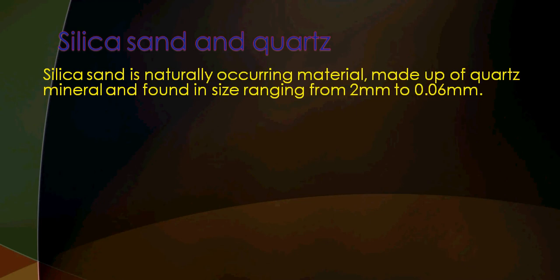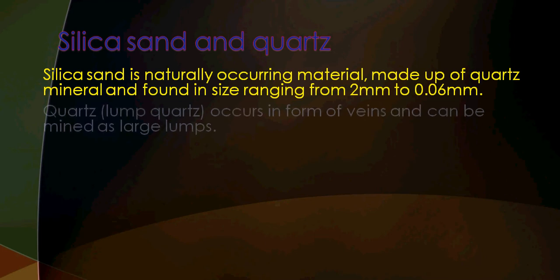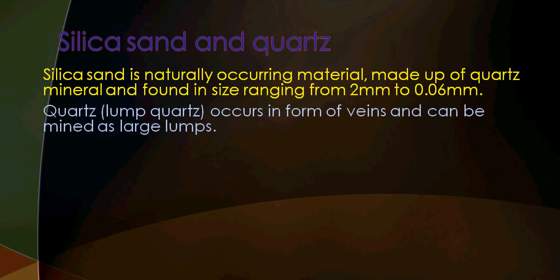Now, we should be able to differentiate between silica sand and quartz. I told you silica sand is also made up of quartz. Quartz is like a rock, a lump. Silica sand is loose, in the form of somewhat rounded grains. So silica sand is a naturally occurring material made up of quartz mineral, found in sizes ranging from 2 mm to 0.06 mm. On the other hand, lump quartz occurs in the form of veins and can be quarried as large lumps, chunks.